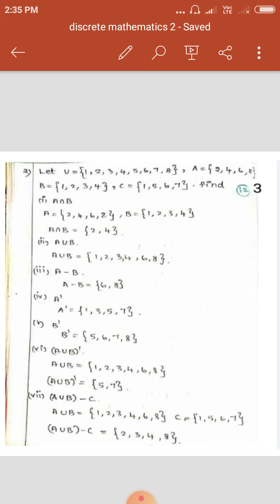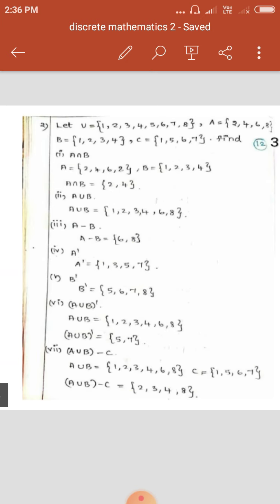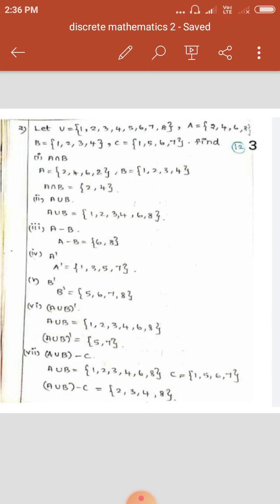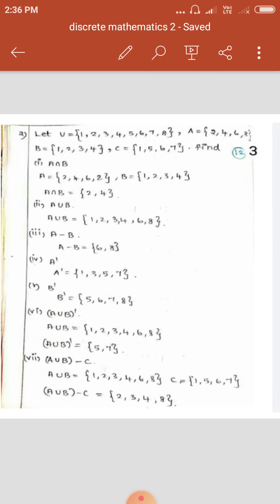First we have to find A intersection B. You know that you have to write the common terms in both A and B. In the sets A and B, which terms are common? 2 and 4 are common. So A intersection B is equal to the set 2 and 4. And we know that A union B is nothing but combining the terms of A and B. We get 1, 2, 3, 4, 6, 8.